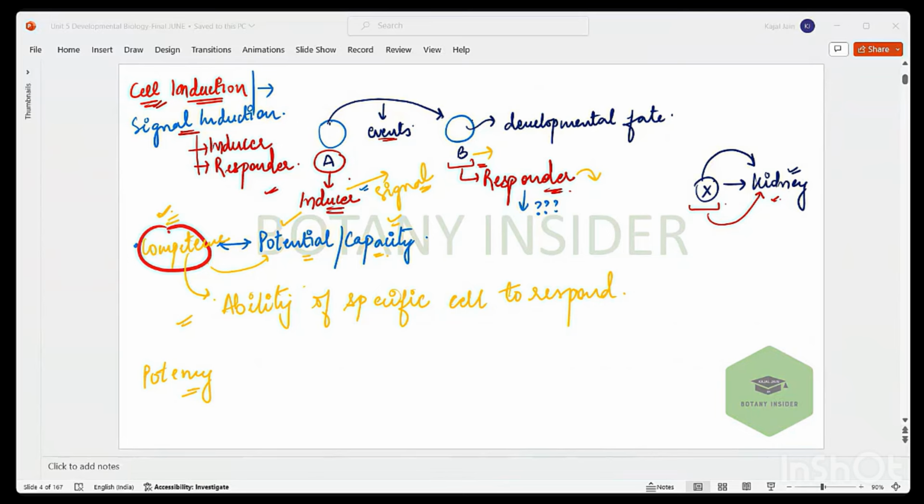Cell induction means you have a first cell and a second cell, cell A and cell B. Cell A is providing some signals, giving out some signals. A number of various cellular events happen, as a result of which the second cell, which is the responder, receives the signal, and it can change its developmental fate or function according to the signal it has got. So this is what the entire cell induction is. It is completely similar to what we studied in the cell communication unit as well.